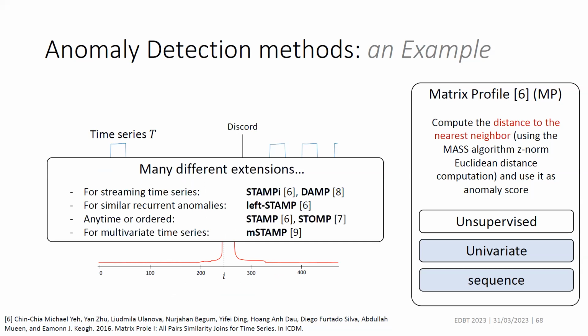An interesting thing is that there has been a lot of work on this. Extensions have been proposed for streaming time series. StumpPy is a very new method proposed in 2023 that can tackle the problem of recurrent similar anomalies. Then you have left StumpPy, which forgets the anomalies that have been discovered over time; stump for anytime computation, so even though the computation is not done, you can still get a first estimate of the nearest neighbor distance; and mstump for multivariate time series. So this is a very dynamic research area with a lot of methods proposed.